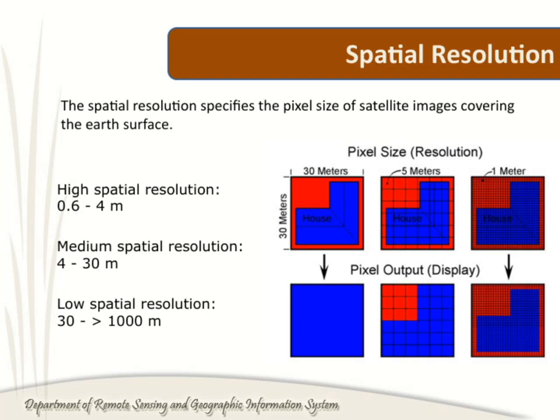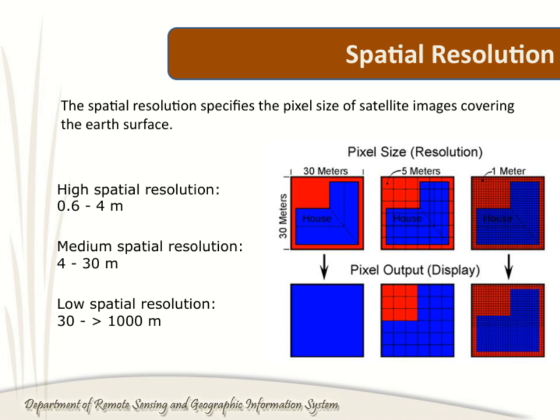Now, let's talk about spatial resolution, which is a crucial aspect of satellite imagery. High spatial resolution typically ranges from about 0.6 to 4 meters, meaning each pixel in the image covers a very small area on the ground. This allows us to see fine details, which is especially useful for applications like urban planning or detailed environmental monitoring.